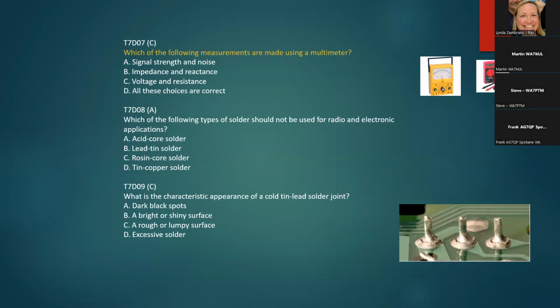And which of the following kinds of measurements are made using a multimeter? And examples are over here. These are very, very inexpensive, $10 or $12. This one can be a couple $100, but the kinds of measurements that are made are voltage and resistance.